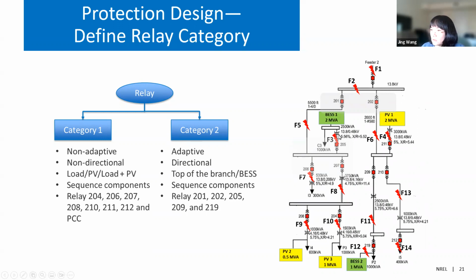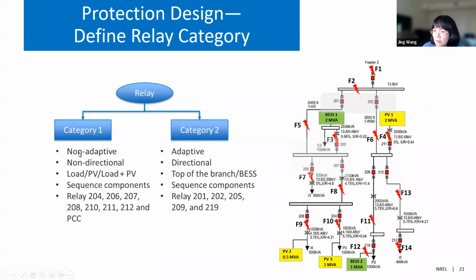So how do we define the relay category? We base it on whether the power flow under fault is deterministic or not. For example, category 1 is a relay connected with load or PV or with load and PV, because under the fault scenario, the power flow is deterministic. So this is a relatively simple category.